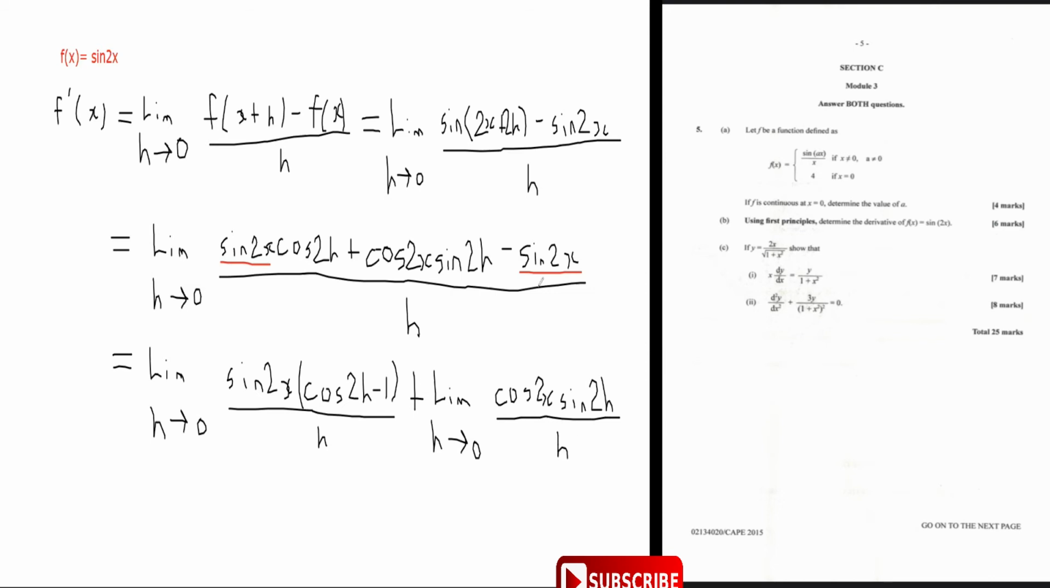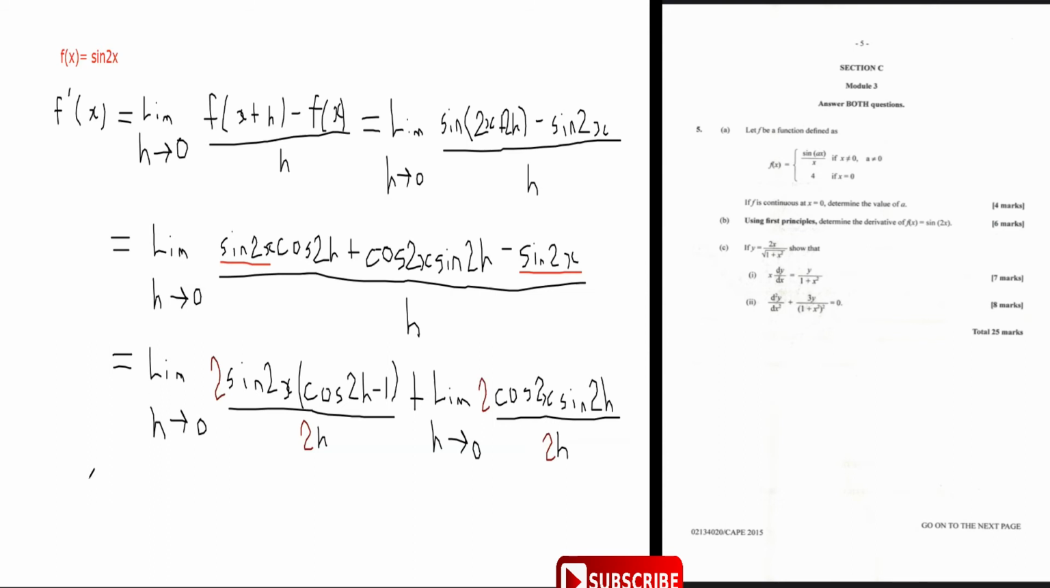Nice. Now using laws of limits, the limit of their product is the product of their limits. So what I'm going to do is, right here I have a cos 2h, and so I need a 2h in the denominator. So I'm going to put a 2 right here and a 2 up here just to make it balanced.